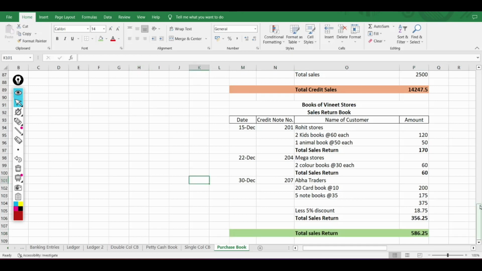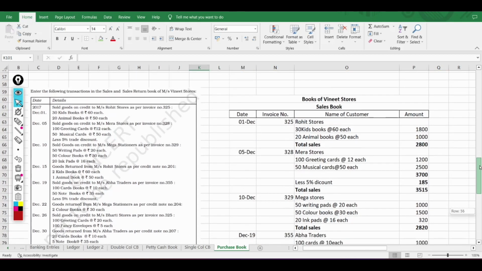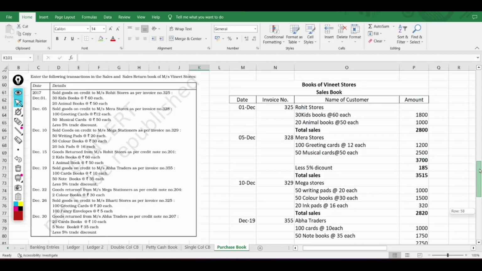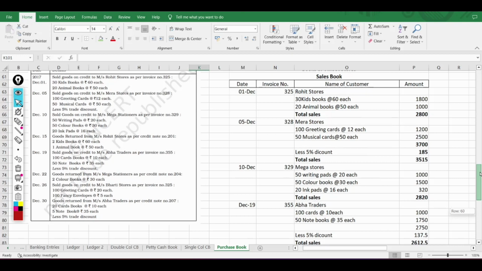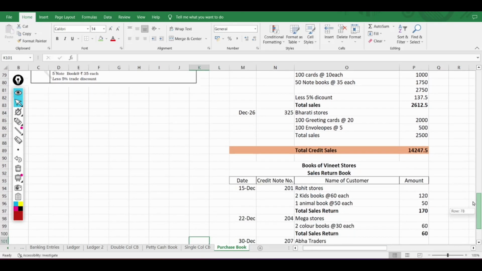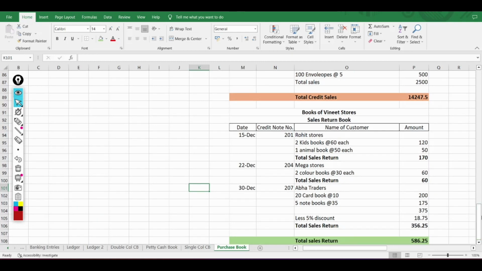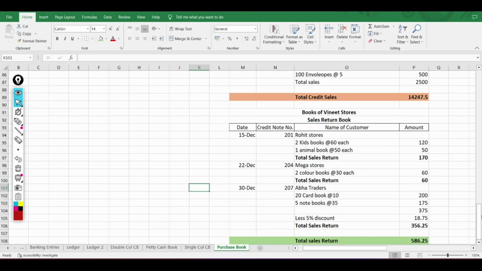Total of sales returns. So this is how we have to first prepare our sales book and record the transactions of sales book. Again, similarly, if trade discount is allowed, it has to be deducted, and if GST is there, it has to be added. Similarly, for sales returns book, all the transactions together, and if again here also trade discount is there, we have to deduct it. So this is how we have to record our transactions in sales and sales returns book.